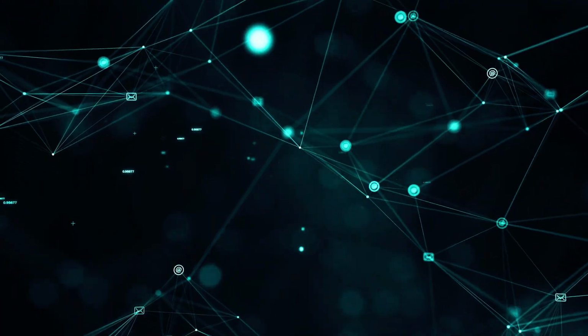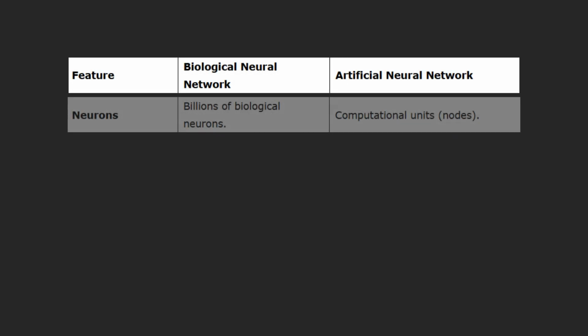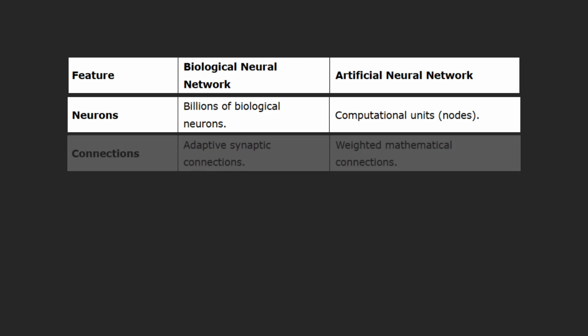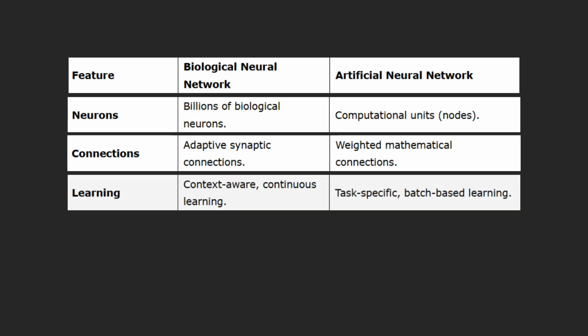Now, ANNs versus biological neural networks. While ANNs are inspired by biological neural networks, here are notable differences. Features: biological neural networks and artificial neural networks. On the basis of neurons, biological neural networks have billions of biological neurons, whereas artificial neural networks have computational units called nodes. Connections: adaptive synaptic connections versus weighted mathematical connections. Learning: context-aware continuous learning versus task-specific batch-based learning.